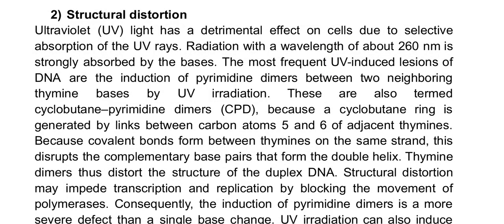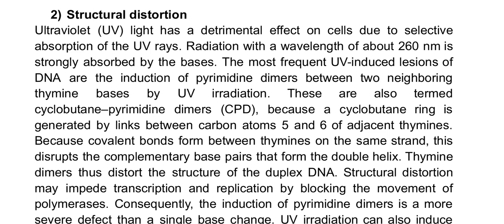Then, structural distortion. Ultraviolet light has a detrimental effect on cells due to the selective absorption of UV rays. Radiation with a wavelength of about 260 nm is strongly absorbed by the bases. The most frequent UV-induced lesions of DNA are pyrimidine dimers between two neighboring thymine bases, induced by UV radiation.